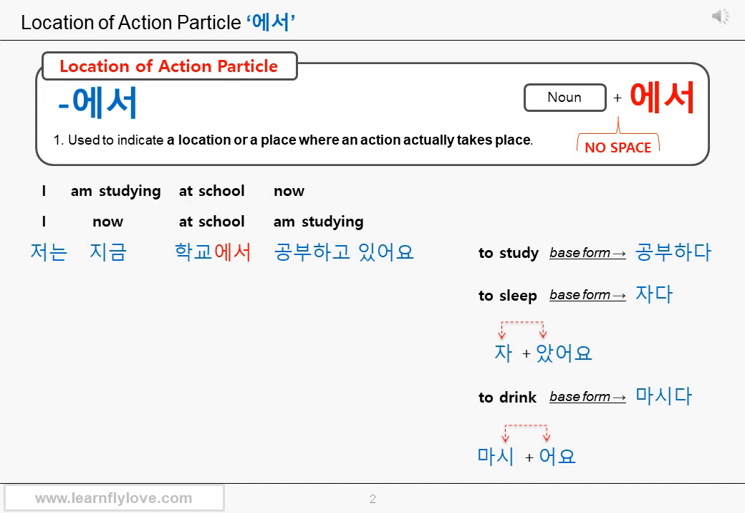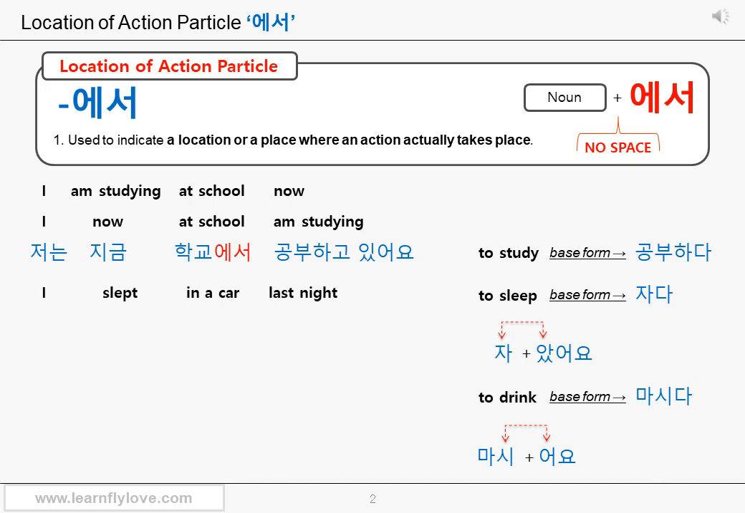Of course, you can use the present simple tense form 공부해요 instead of 공부하고 있어요. 저는 지금 학교에서 공부해요. No problem. Doesn't sound unnatural at all. Even if you use a different place such as in the library, at home, in the jungle, under the sea, in the space, in the multiverse, in your dream, wherever it is, you just add this particle 에서 to the noun which indicates the place where the action takes place. Okay? Let's see the next example.